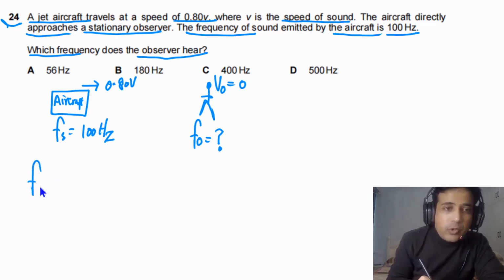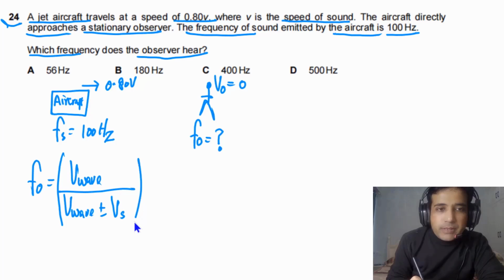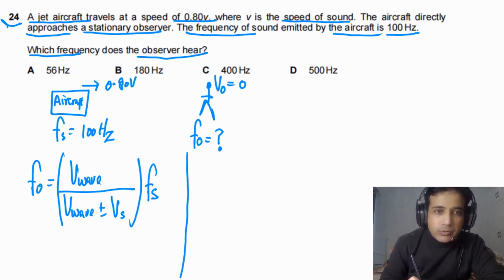So we can write down the observed frequency. This will be equal to the speed of the wave divided by the speed of the wave plus or minus the speed of the source. In this case, the observer is at rest, and you need to multiply this with the frequency of the source, meaning the frequency of the sound emitted by the source. So now we can simply plug in values. So f naught we need to find out.